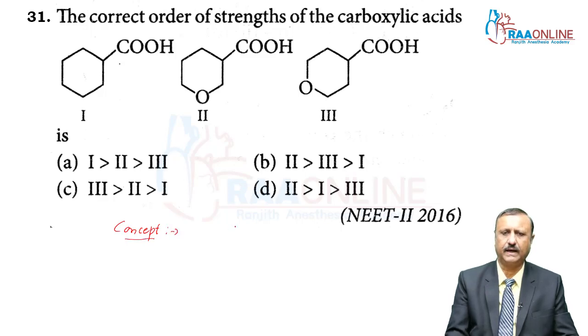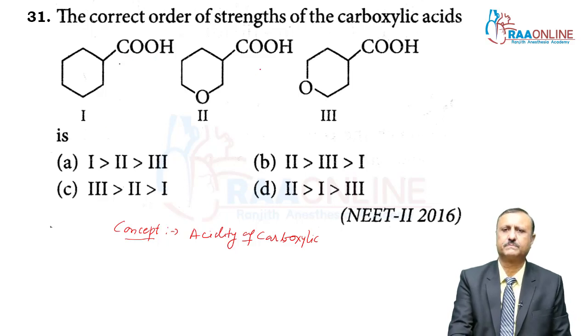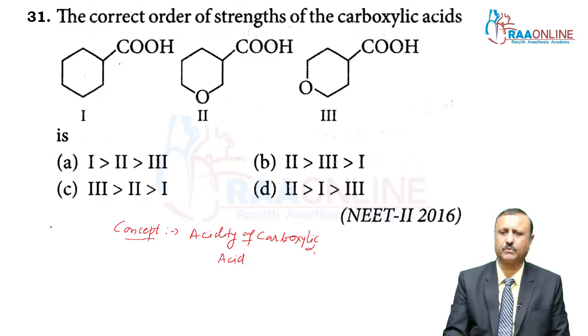That concept is the acidity of carboxylic acid. Here you can see in all options a COOH group is present in this compound, one COOH group is present in the second compound with an oxygen atom, and here the COOH group is present with this oxygen atom. Now this is the acidity of carboxylic acid. Acidity of carboxylic acid is proportional to the minus I effect.